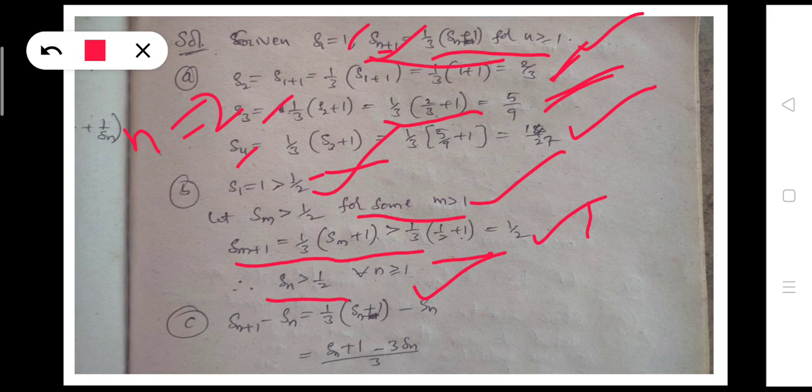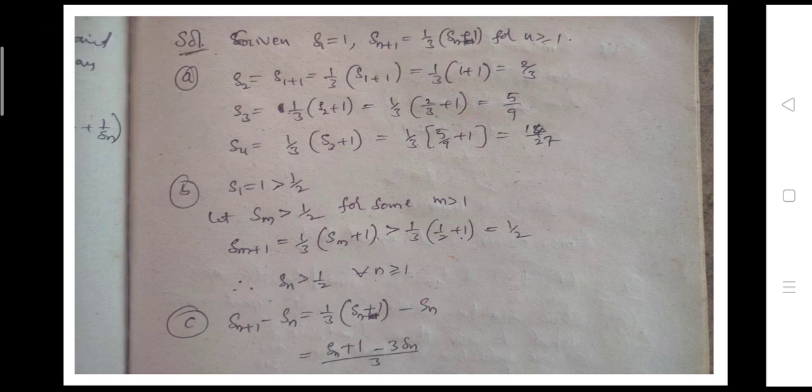Now we need to solve solution C. S(n+1) minus Sn. S(n+1) minus Sn is equal to what? We know the value of S(n+1), already given. Sn is also given. So S(n+1) means 1/3 times (Sn plus 1), and minus Sn. Now simplifying this one, (Sn plus 1 minus 3Sn) by 3. We need to go to the next slide.